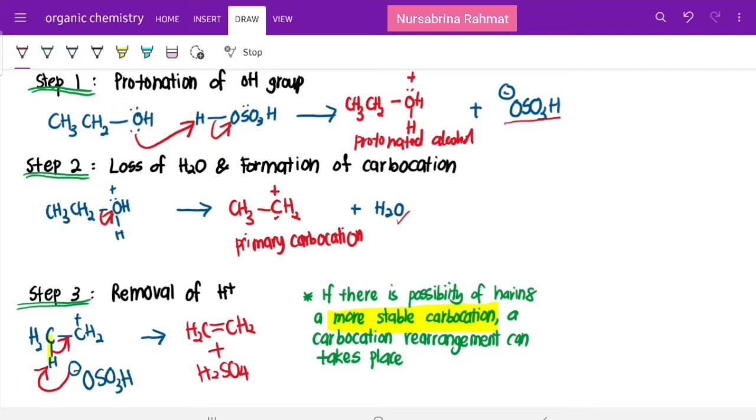If there is a possibility of making a more stable carbocation involving carbocation rearrangement, we have additional steps before we can proceed with the last step, which is removal of H+. In this first example, I can only produce one alkene. If carbocation rearrangement is involved, that is where the Saytzeff rule is applied. The major product of the elimination reaction to produce alkene is the one which has the more highly substituted alkene. We're going to see this in more detail in the next few examples.